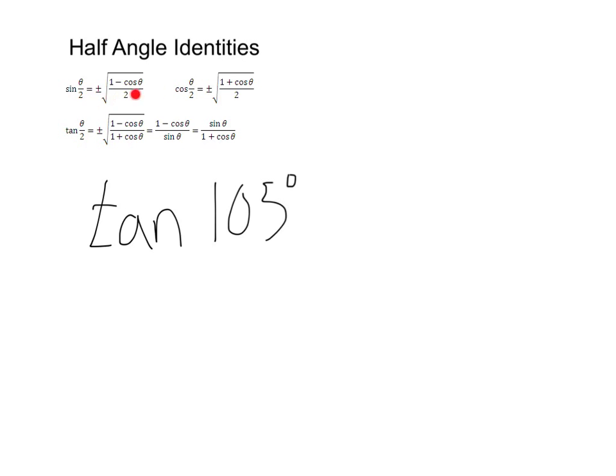Now, sine and cosine, you've just got your half-angle identities right there. Tangent, you've got 3 different options you could choose from. Either of these are going to give you the same exact answer.